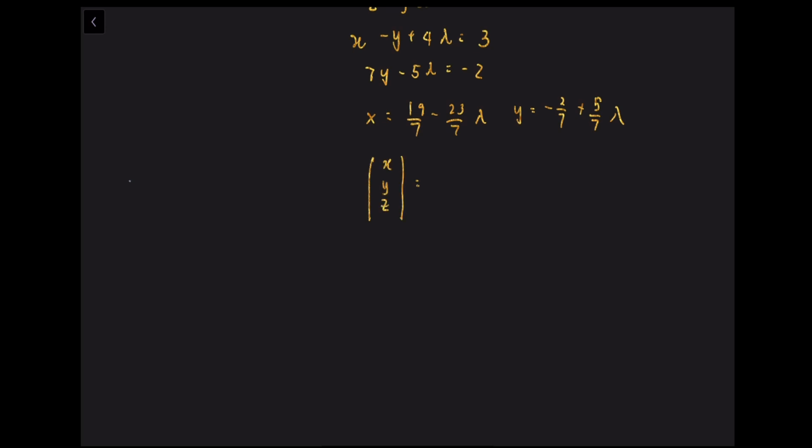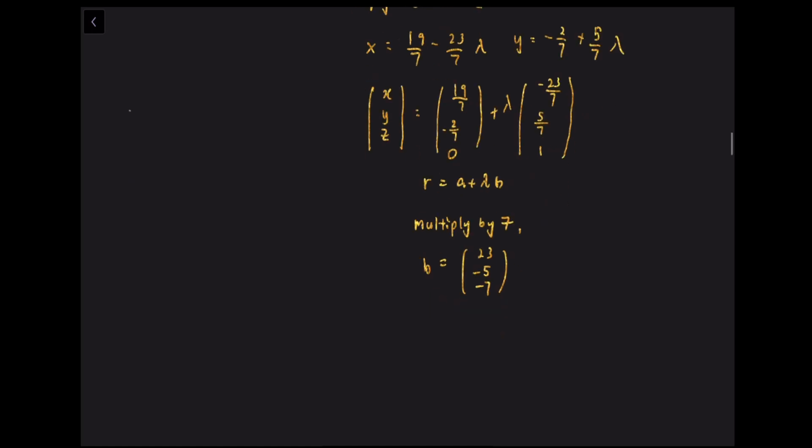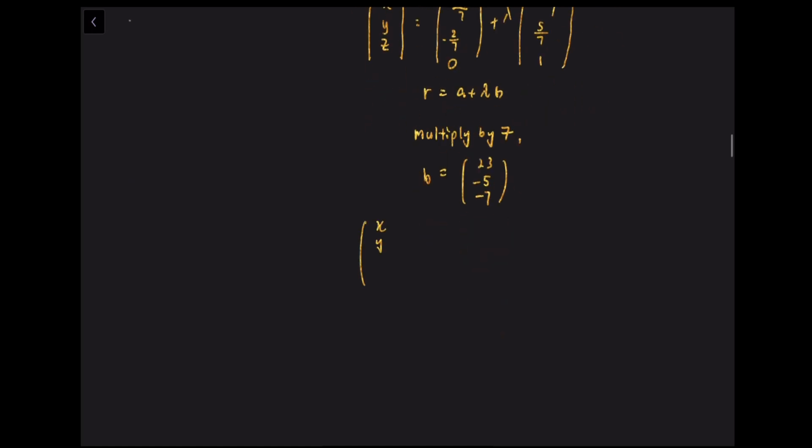And now we are going to represent it in vector form, r equals a plus lambda b. However, note that the direction vector b can be multiplied through by any suitable non-zero value in order to make the elements of b all integers. So, multiplying through by negative 7 gives b equals (23, -5, -7). So, the set of solutions now becomes this.